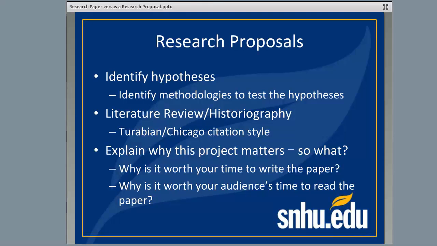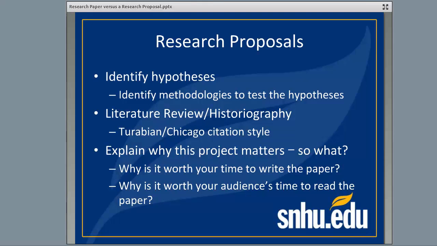In your research proposal, you're going to identify the hypothesis. When we talk about identifying a hypothesis, you're going to look at those methodologies to test that hypothesis. You're going to have a literature review, which is also looking at the historiography of the overall topic. And you're going to focus on why this project matters, which I always identify as the so what questions. Why is it worth your time to write the paper? And why is it worth your audience's time to read the paper?